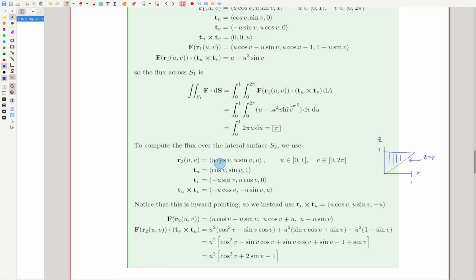And r is going to be the square root of x squared plus y squared. So when you square both of these and then you take the square root, you end up just getting u. Okay, so you can also see that from there.